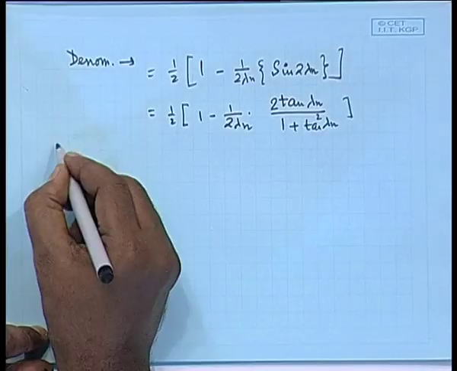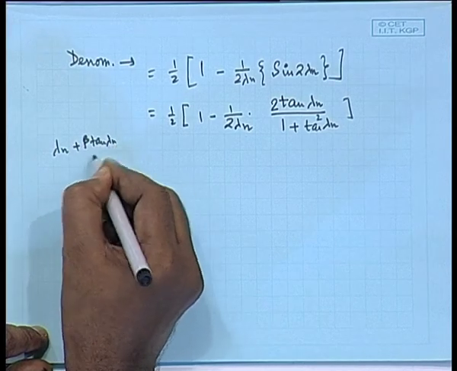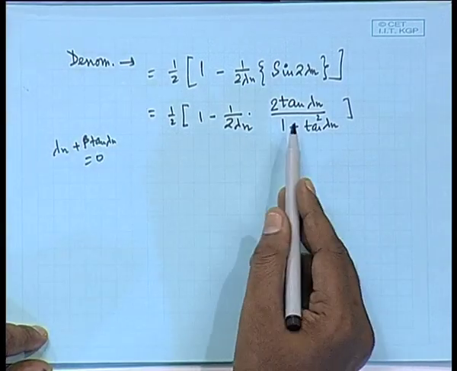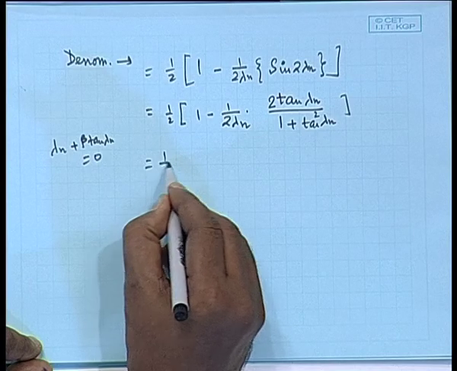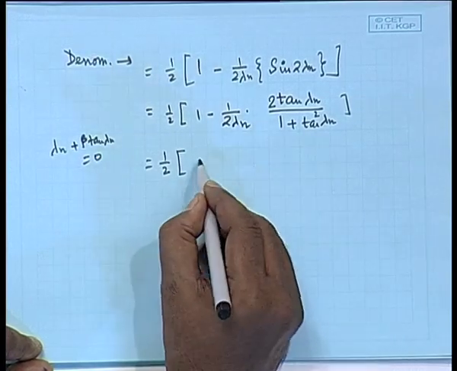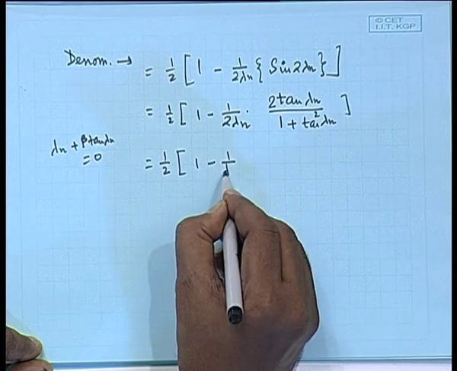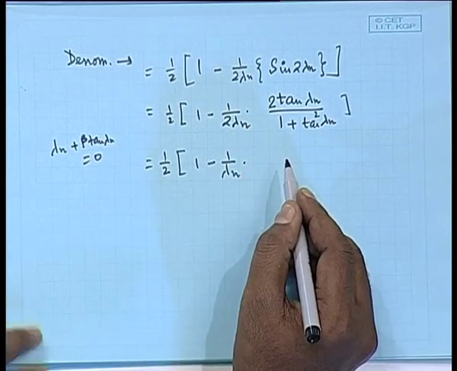And what is your eigenvalue? Eigenvalue is the root of lambda n plus beta tan lambda n equal to 0. So you can substitute tan lambda n in terms of lambda n and beta. So you can slightly simplify this equation as well. So you need not deal with any more trigonometric functions. So 1 minus lambda n, tan lambda n is nothing but minus lambda n by beta.